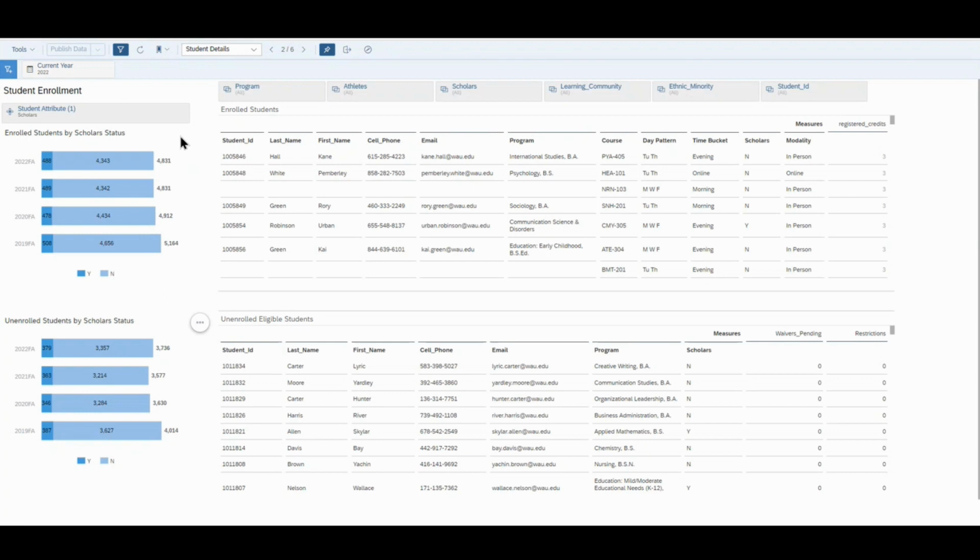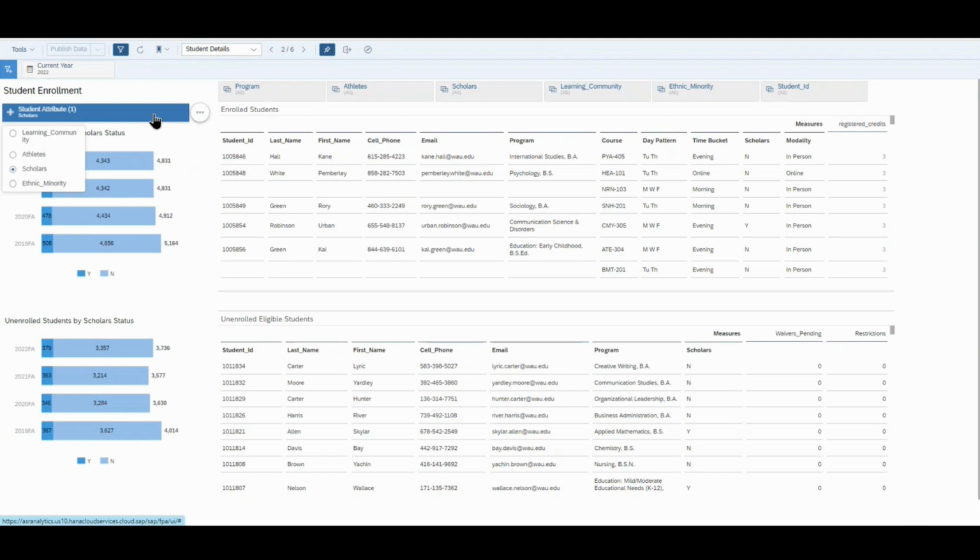We designed the student details page to show section registration details for students who are enrolled and to provide details on eligible students who are not yet enrolled, including measures summarizing possible barriers to enrollment. Each visualization can be controlled to show attributes of interest to your institution.